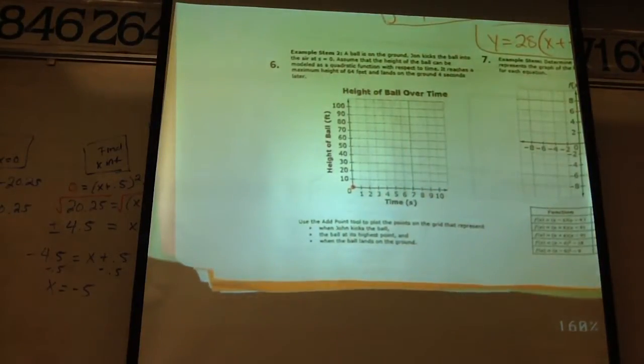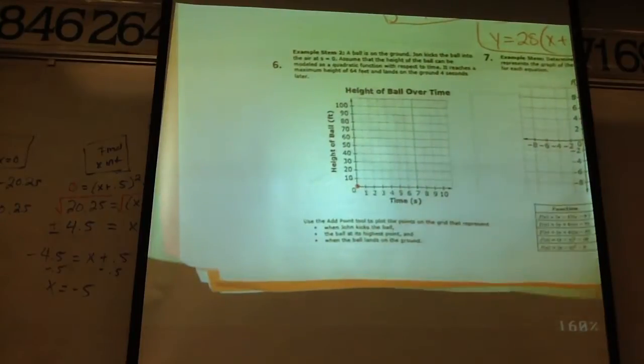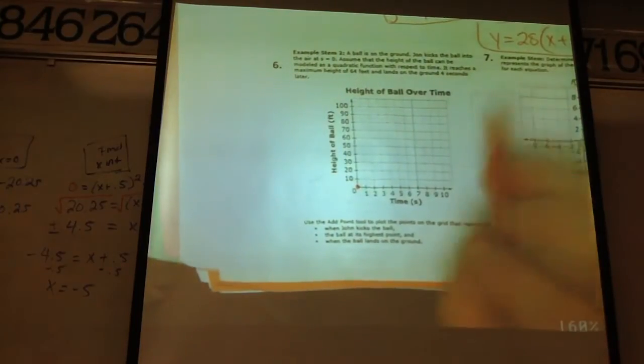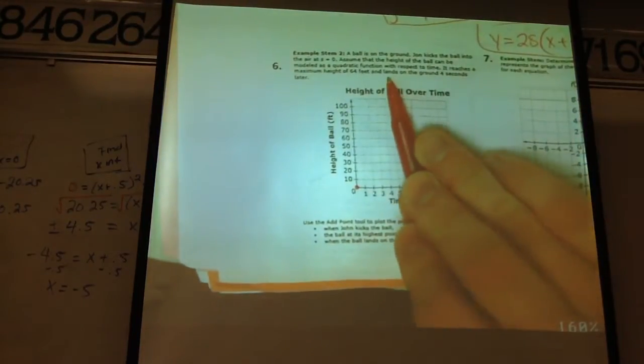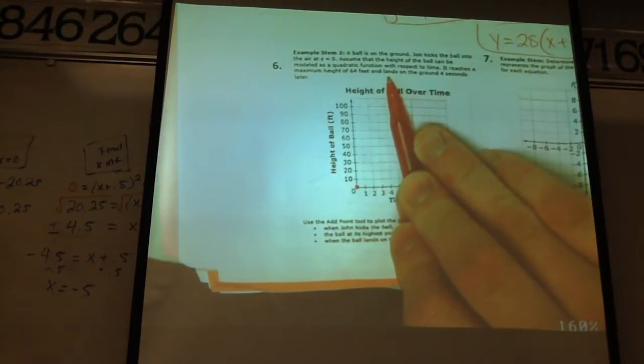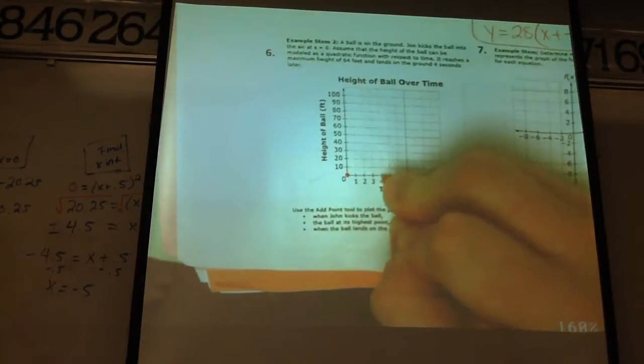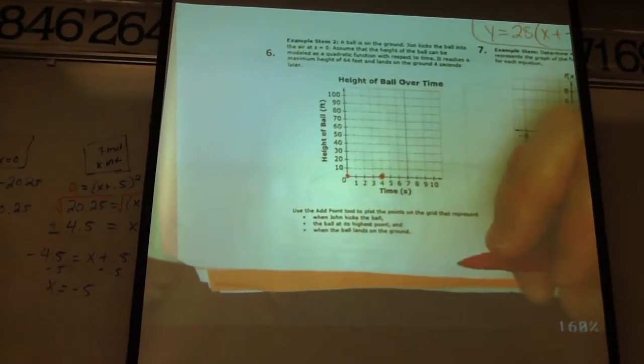So what's the next point? There's when he kicks the ball. The other x-intercept is 4. When it lands, what's the height of the ball when it lands? The height is 0. So at 4 seconds, it's back on the ground. And then between those two, you put the 64.